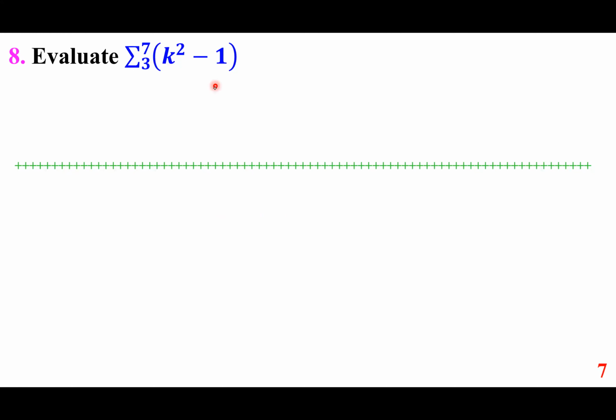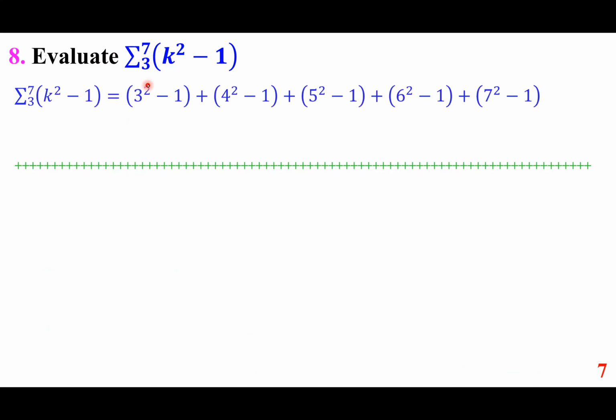I'm going to evaluate the sum. So we're going to replace the k with number 3, then with 4, 5, 6, all the way to whatever the upper limit of this summation sign is. So the lower limit is 3, so replace it with 3, then 4, then 5, and add them up. This is the summation sign, sigma, the Greek letter sigma.